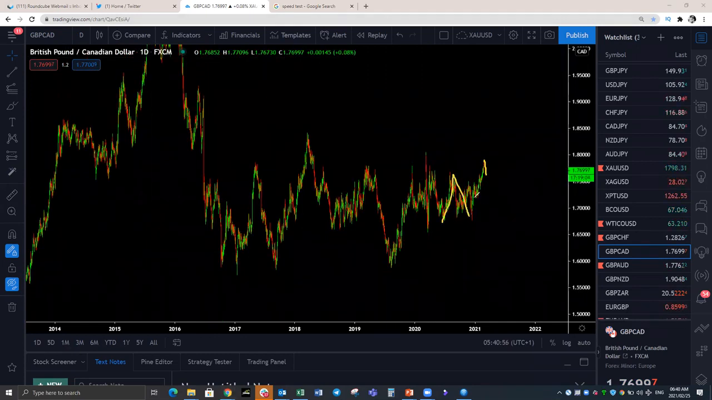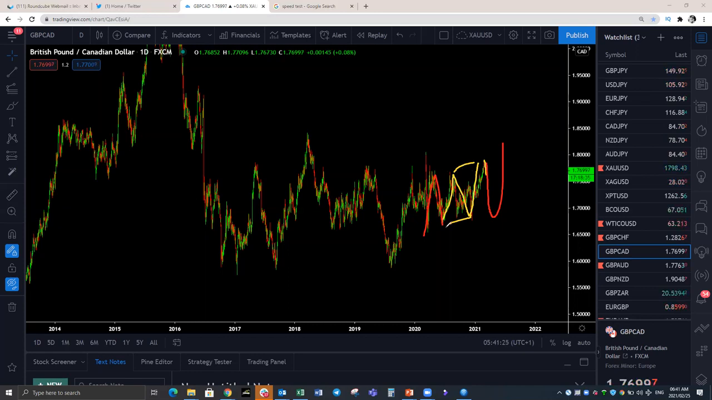Now we've got this move around this level. We've got that structure. So now we've made an impulse move down here. Are we going to start seeing pound CAD giving us a structure like this? Let's just look here. I just want to make sure that we've got the correct structure. 1, 2, 1, 2. So we could have something like that. Okay, so we could have something like this.